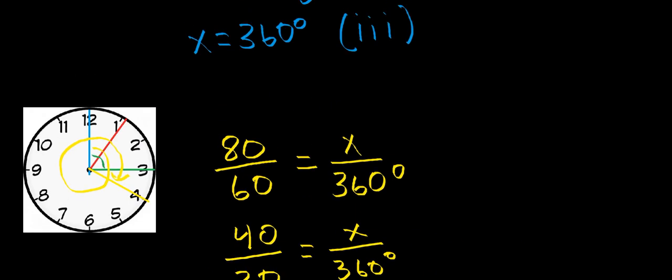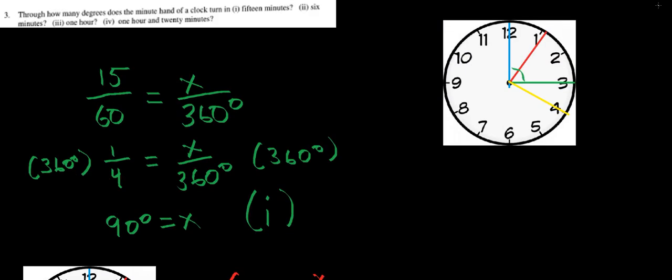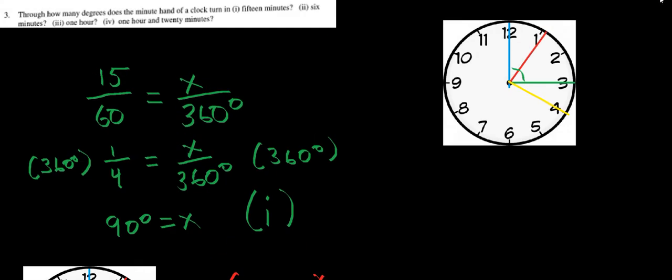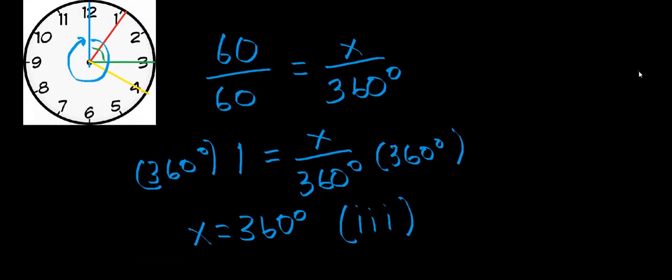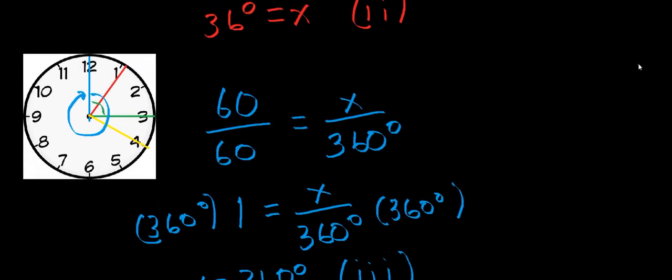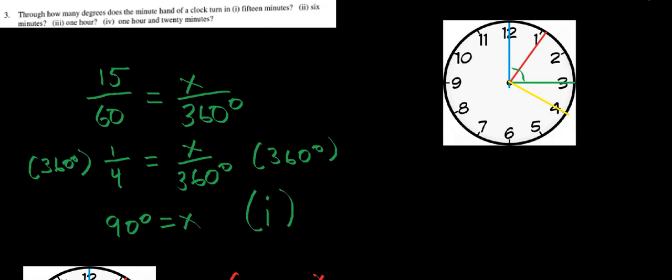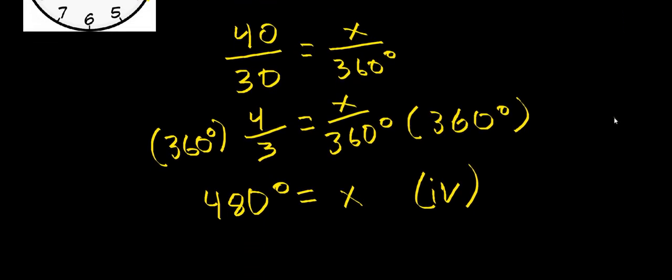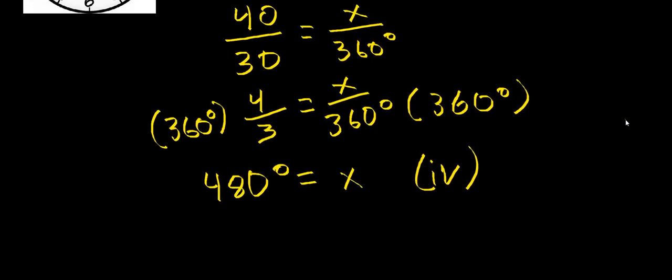And we'll look through this one more time. Part 1, how many degrees does the minute hand of the clock turn in 15 minutes? It turns 90 degrees, and we proved that with the ratio. How many degrees does the minute hand turn in 6 minutes? Once again, with the ratio, we proved it turns 36 degrees. How many degrees does it travel in 1 hour? We proved that with a ratio, 360 degrees. And how many degrees does it travel in 1 hour and 20 minutes? We proved that with a ratio, 480 degrees.